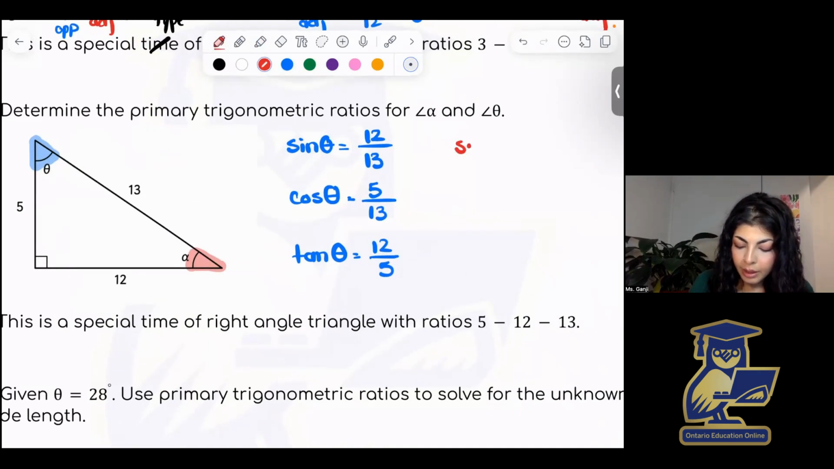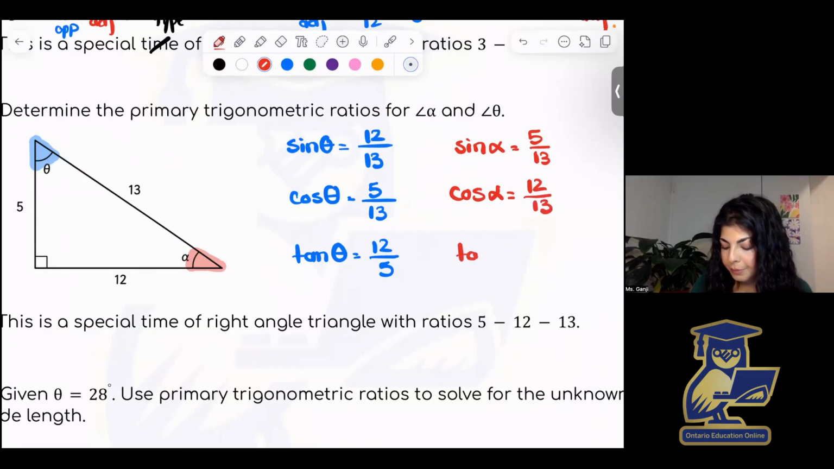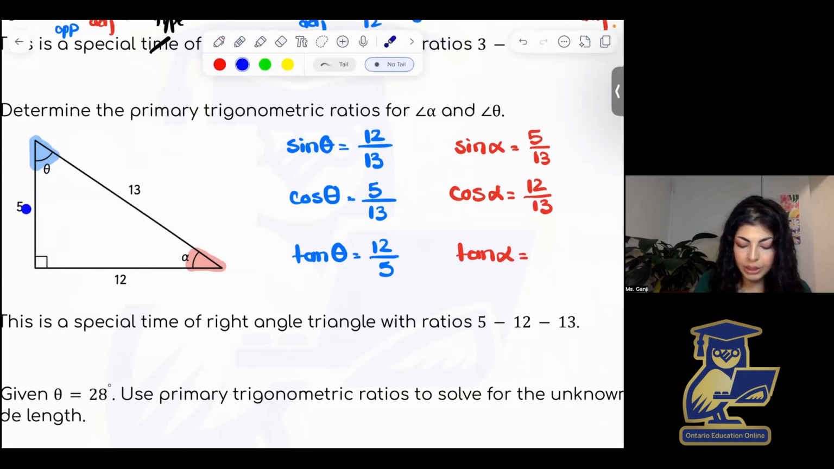Now, for alpha, the sine of alpha is opposite over hypotenuse. And I can already see this is equal to this cosine here, which is what I want. The cosine should also be equal to this sine here. So the cosine is adjacent over hypotenuse. That's exactly what we see. And finally, the tangent, TOA, opposite over adjacent. So opposite over adjacent will be 5 over 12, and that's exactly the reciprocal over here.